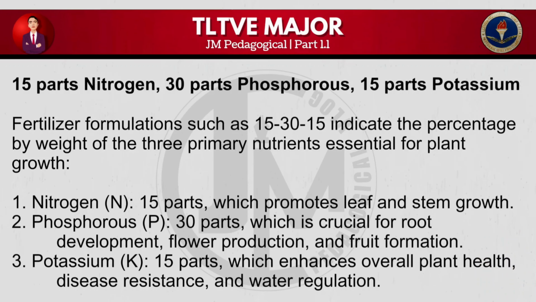Fertilizer formulations such as 15-30-15 indicate the percentage by weight of the three primary nutrients essential for plant growth: nitrogen, N 15 parts, which promotes leaf and stem growth; phosphorus, P 30 parts, which is crucial for root development, flower production, and fruit formation; potassium, K 15 parts, which enhances overall plant health, disease resistance, and water regulation.